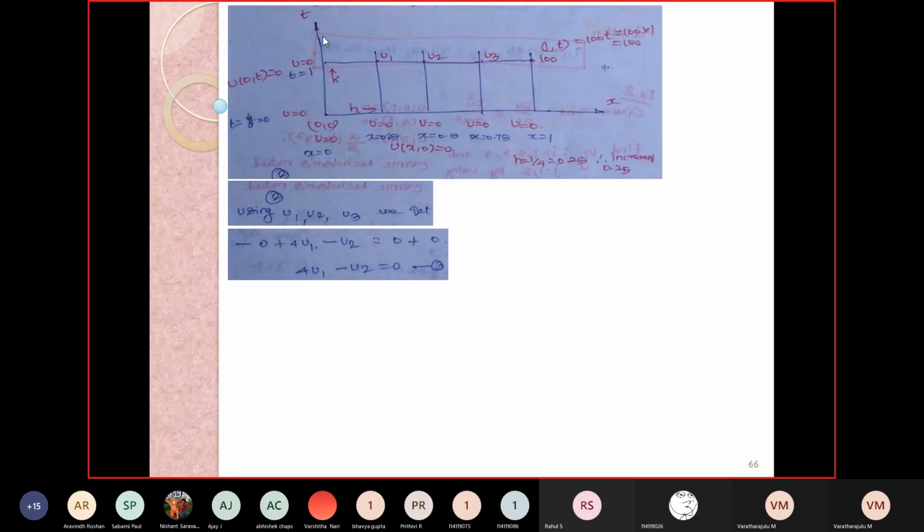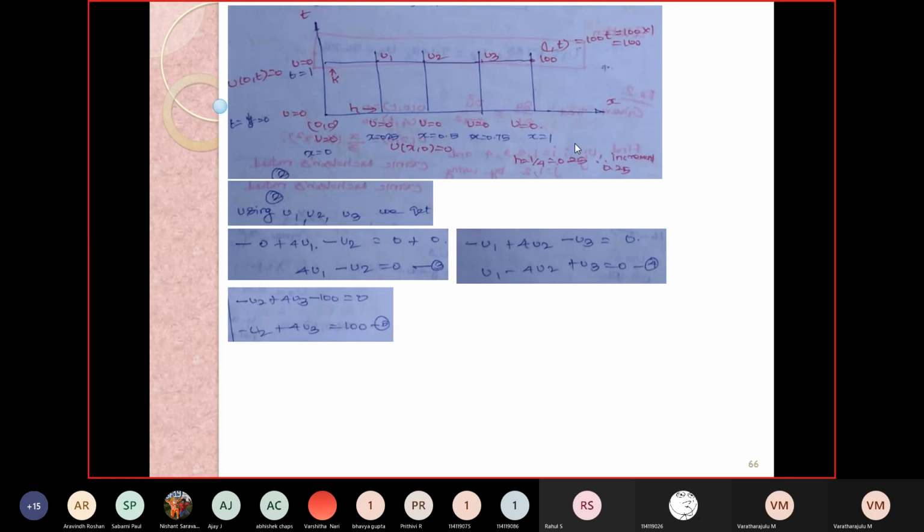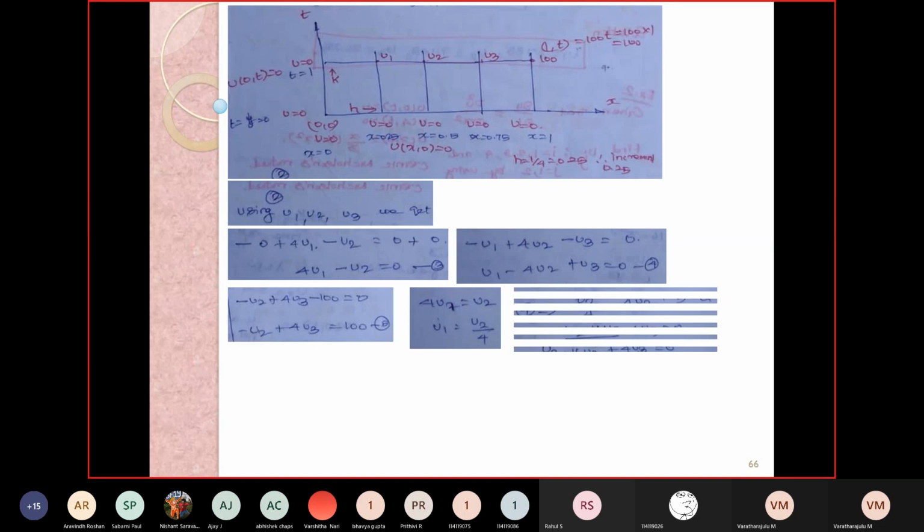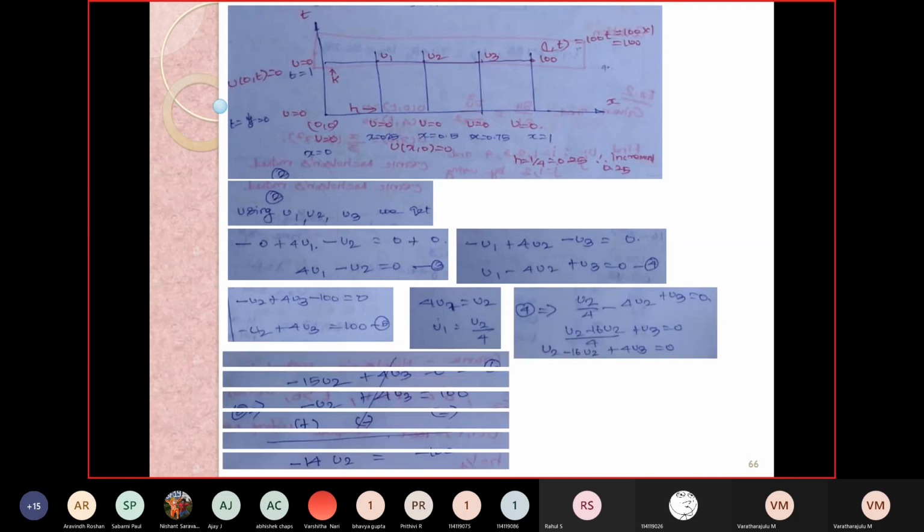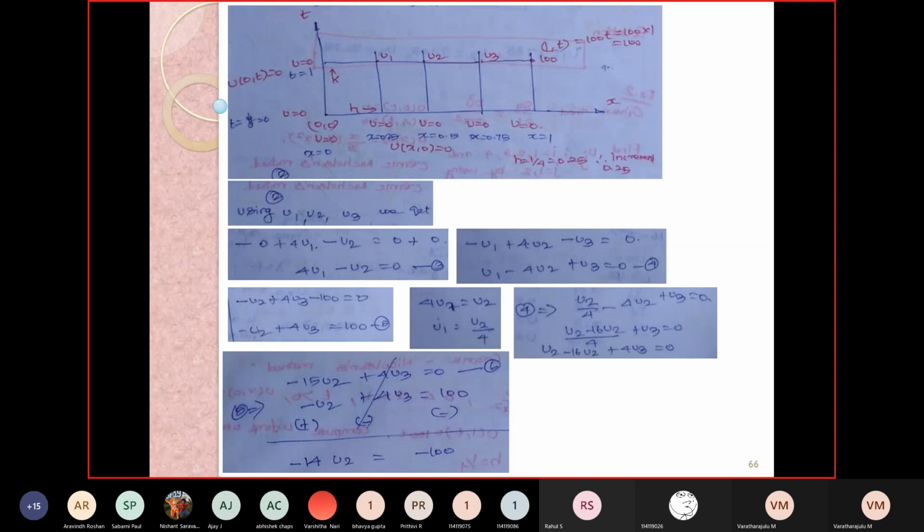No, I'll tell you. Minus u2 plus 4u3 minus 100 is equal to 0 plus 0. Please make a note. We have three different equations. So these three different equations will give the results. You solve the equations. I have given the procedure. You please solve the equations and get the results.